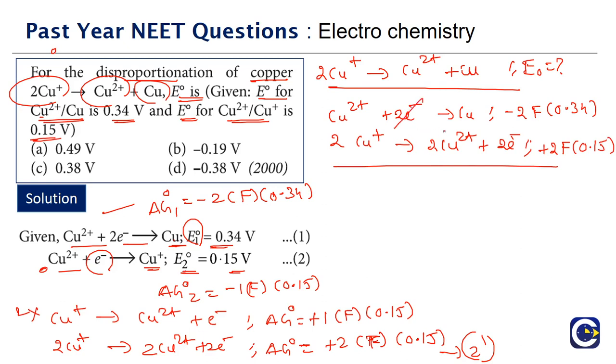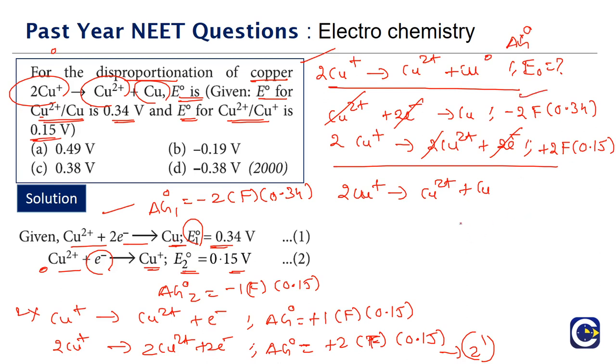On addition, 2 electrons will be cancelled, and 1 copper 2 plus is cancelled. So what we are going to get is 2 copper plus giving us 1 copper 2 plus and 1 copper. That's the overall reaction. So the del G for the overall reaction, del G naught, will be what?